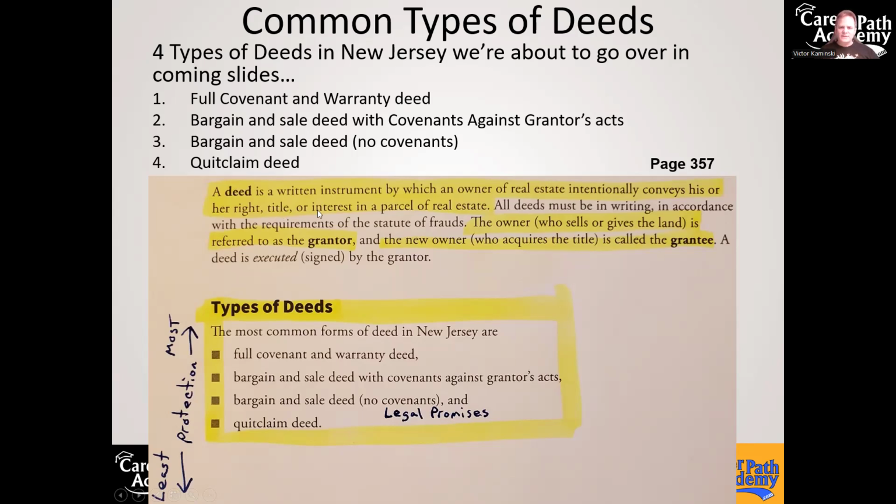So do these highlights to show that a deed is a written instrument in which an owner of real estate intentionally conveys their right, title, or interest in a parcel of real estate, and the owner who sells or gives the land is referred to as the grantor. The new owner who acquires the land is known as the grantee. Do the highlights, write this stuff, and I will be right back.